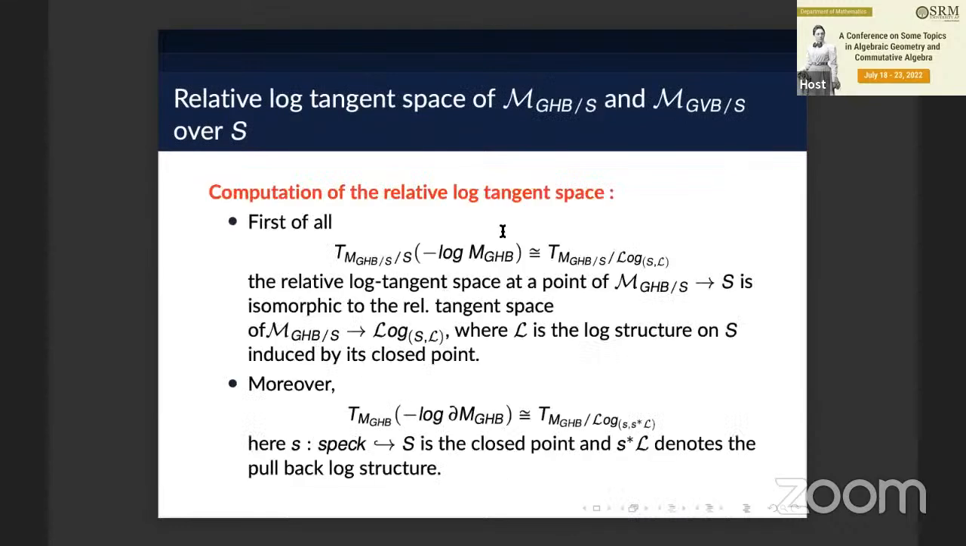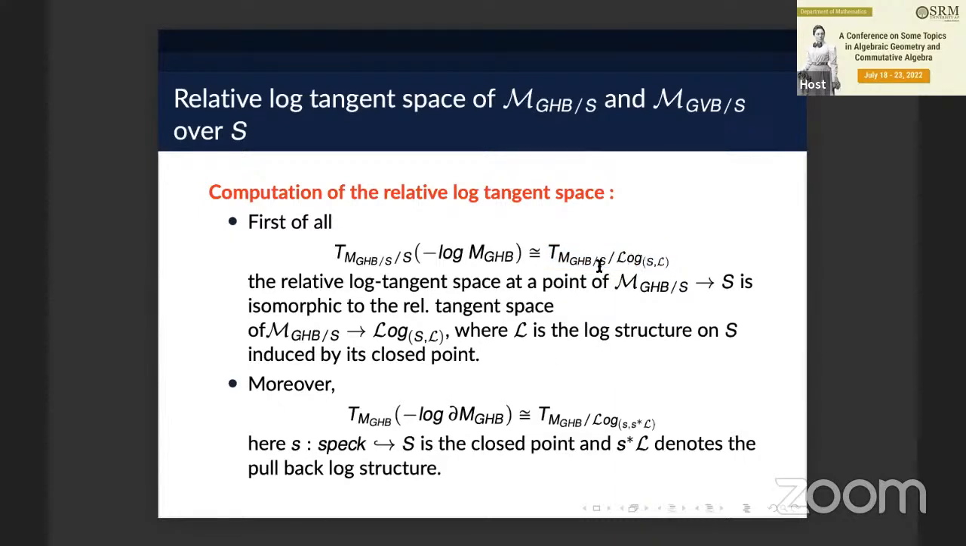So therefore we see that there is a map from our relative moduli space to log SL, where S is the TVR and L is the log structure induced by the closed point of S. So we have to compute the relative log tangent space. We have to compute just the ordinary relative tangent space of this map.